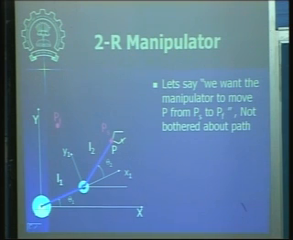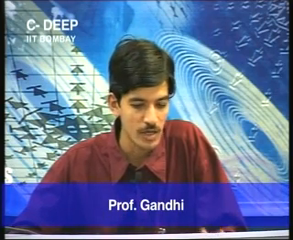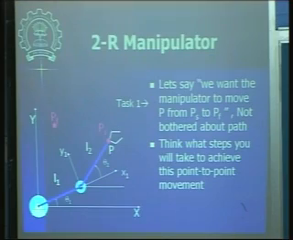Now let us say we have a task that we want the manipulator to move point P from PS to PF. We are not really bothered about the path taken to go from point PS to PF, but we just want the final position PF to be reached. So this is task number 1 we will consider. Then we will consider some other task also, and then I'll demonstrate why you need to really worry about robot dynamics and control. We want these tasks to be performed. Just think about what steps you will follow to achieve this task. Any guesses? What steps will you follow based on your inverse kinematic analysis?